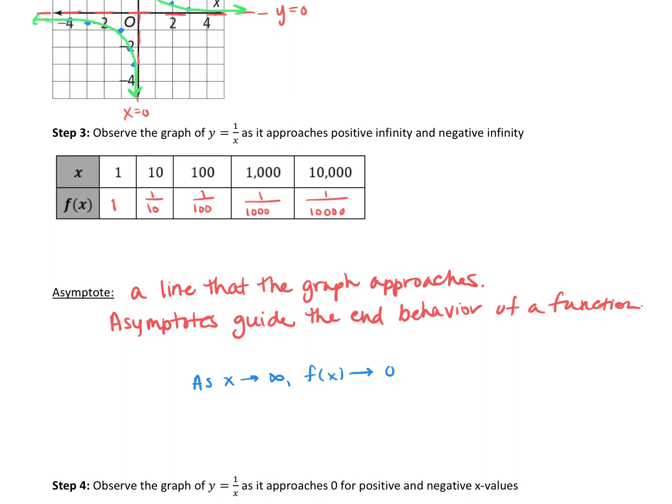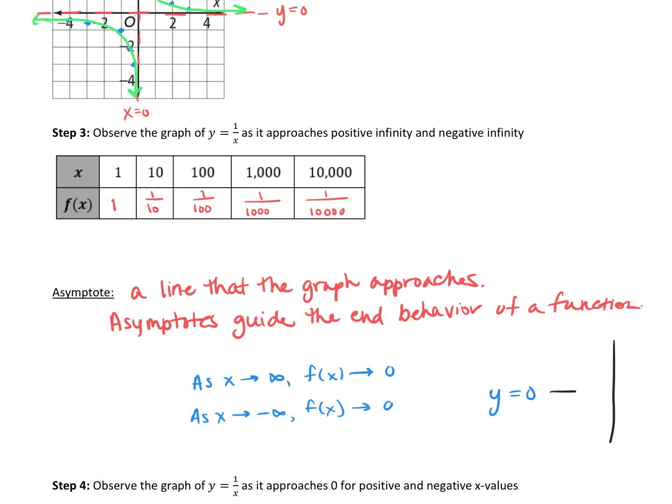Now the same thing would be true on the left side of your graph. As x approaches negative infinity, the function is going to get smaller, smaller, smaller, just with negatives. So our function will also approach 0, which means the line y equals 0 is an asymptote for the 1 over x function.